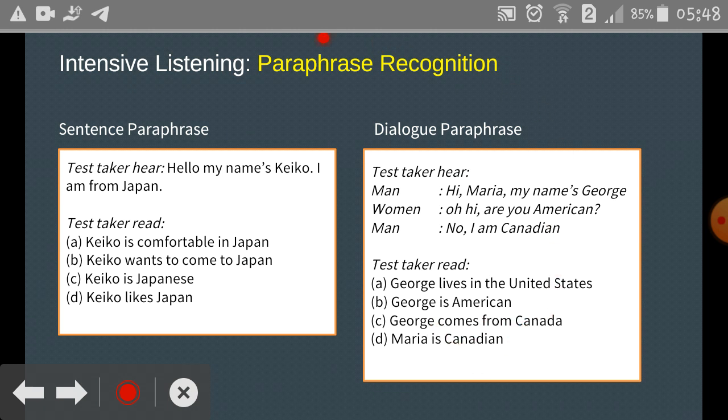So here in paraphrase recognition, it can be only a sentence, only one speaker, or it can be dialogue paraphrase. So it is simple listening comprehension. This kind of listening comprehension task can be given to junior high school students maybe, or to senior high school students.